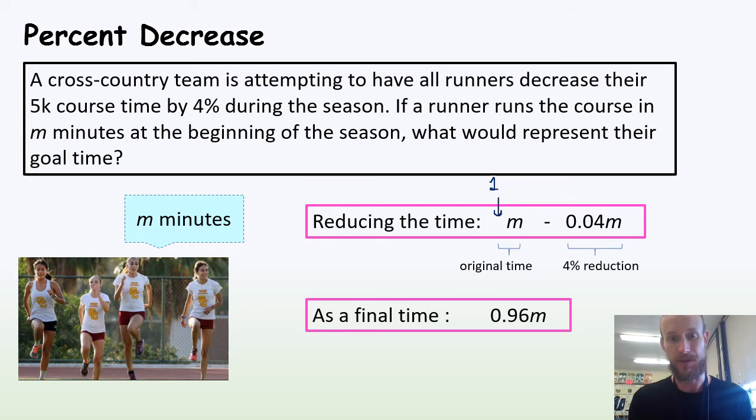It would be reduced. So these expressions, again, are written differently and communicating slightly different things. One shows the reducing of the time, and one shows their final time as a single quantity or term. Please stop the video if you need extra time to think about this or take notes.